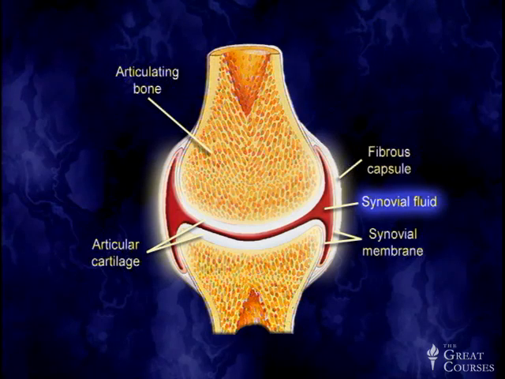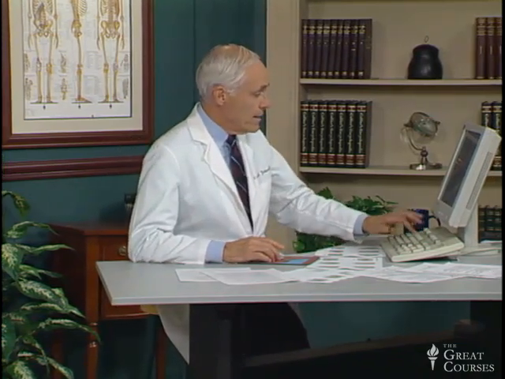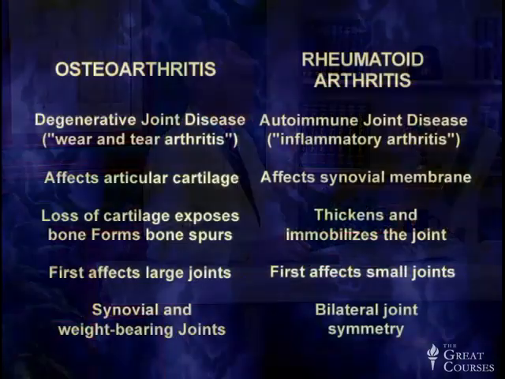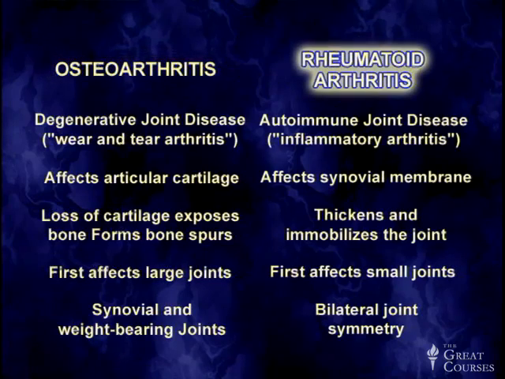Now, we have 2 kinds of arthritis, which is inflammation of the joint. And these arthritides, which is the plural of arthritis, are very common and a great cause of disability in the elderly and in younger patients as well. There's 2 kinds. One is called osteoarthritis, and the other is rheumatoid arthritis. They have major differences. It would be good to know these.